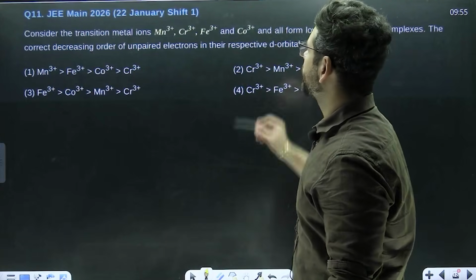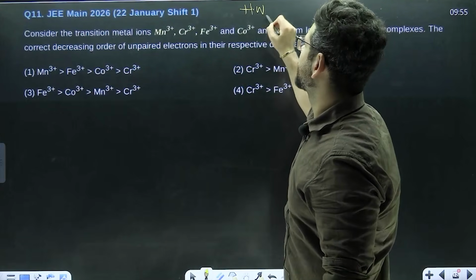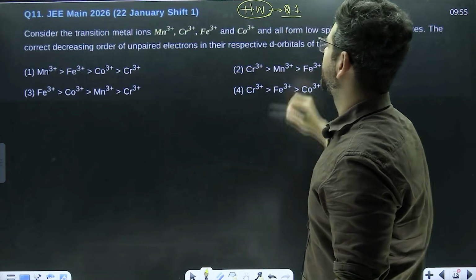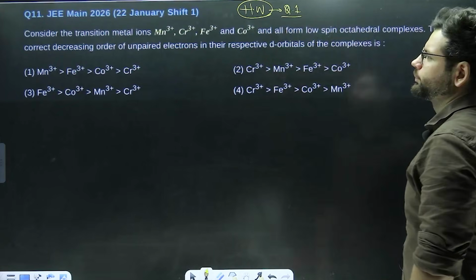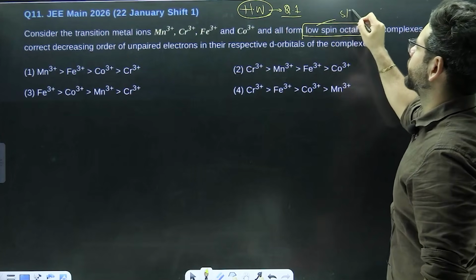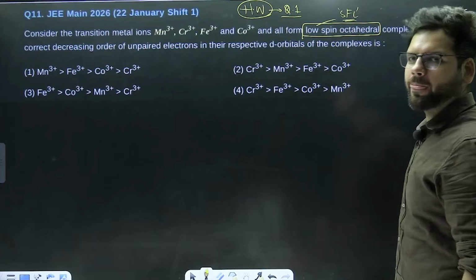Next one is a homework question for you. I want you to answer it in the chat box. It's a very similar question to the one we have done. Homework question number 1 for the day. Tell me the answer at the bottom. Okay. Low spin octahedral complex means strong field ligand is coming. Right.